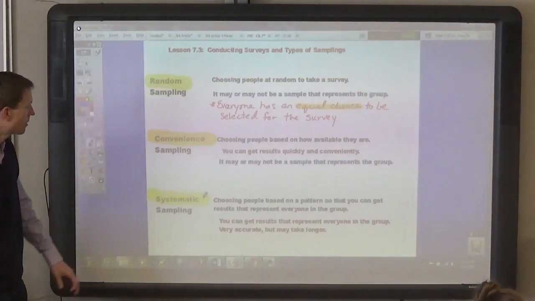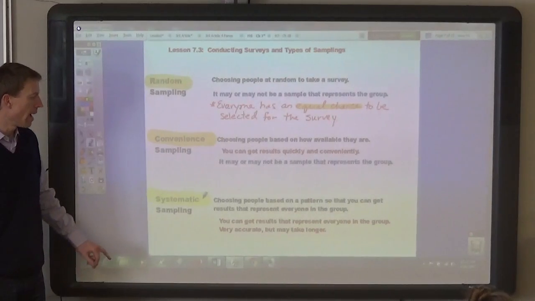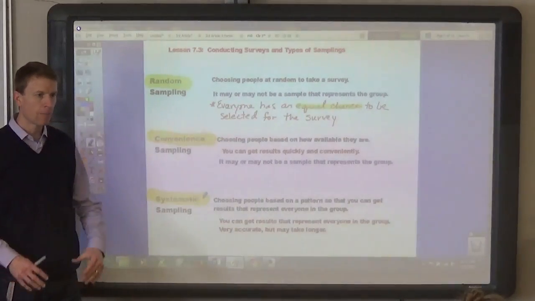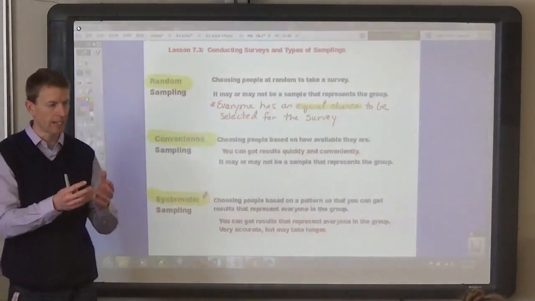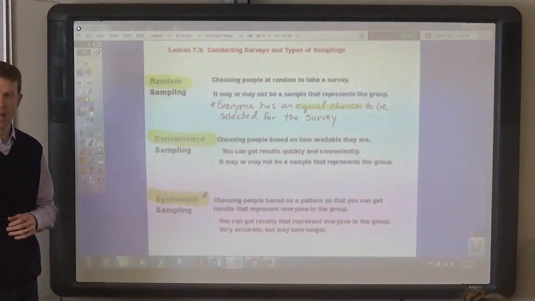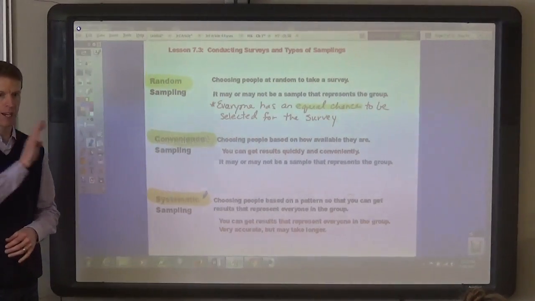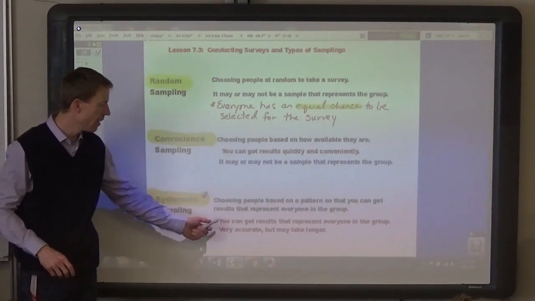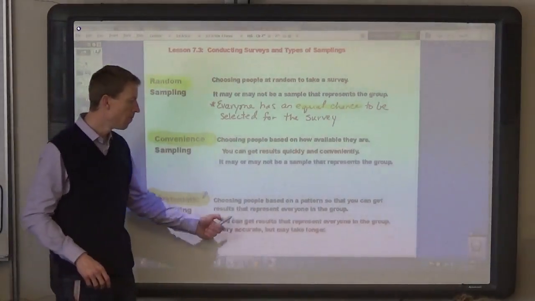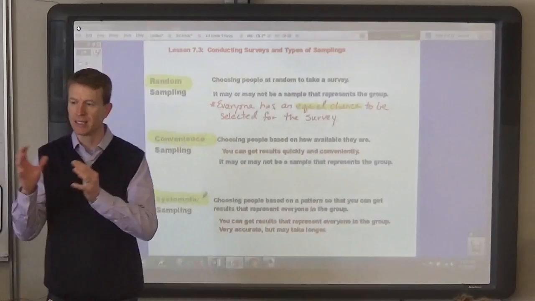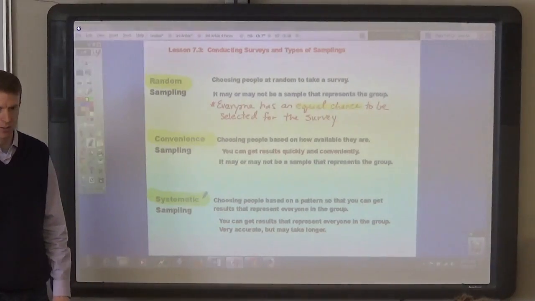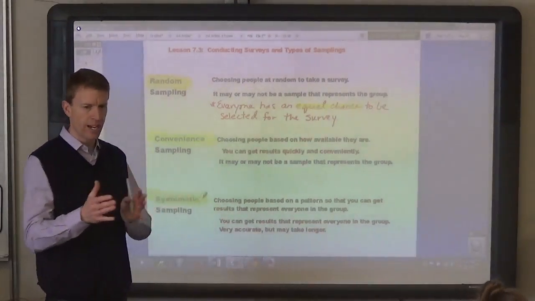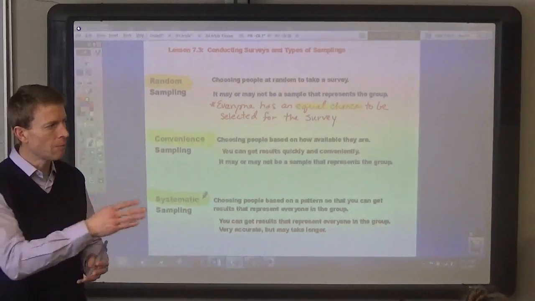Okay? A systematic sample. The last one we'll talk about. And this is choosing people based on a pattern. So you establish a pattern as a way of selecting people, and you follow that pattern throughout the whole group that you're trying to survey. Okay? The benefits of that is that you get results that hopefully are more accurate or more represent the entire group. Okay? So what are some ways that you could select people based on a pattern?